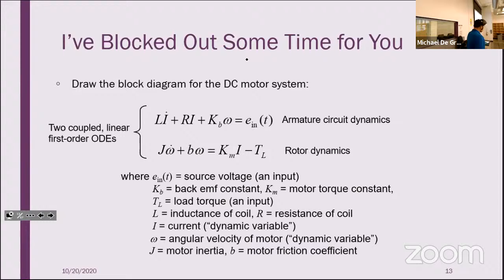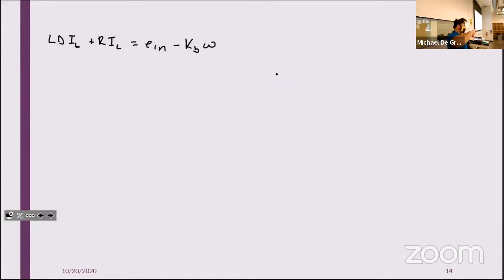I didn't really talk about inputs and outputs yet. How do I make this a transfer function? Well, the way that we've written this, we already have our inputs on one side and our outputs on the other. So if I wanted, let's do it this way.